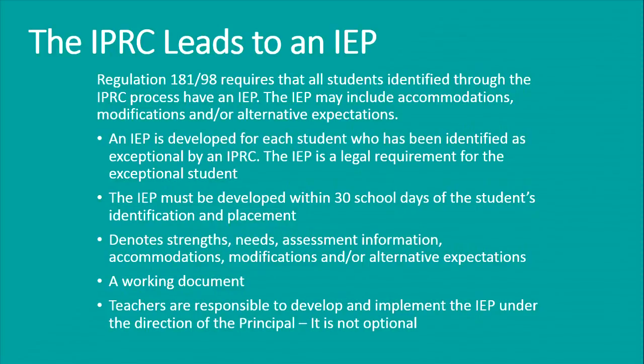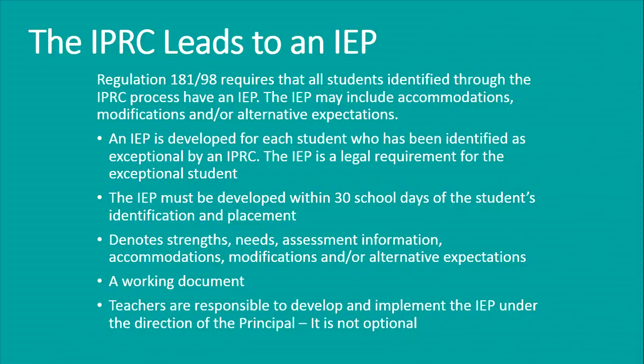Regulation 181/98 requires that all students that are identified through the IPRC process have an individual education plan, or IEP. This IEP may include accommodations, modifications, and/or alternative expectations. An IEP is developed for each student who has been identified as exceptional by an IPRC. The IEP is a legal requirement for the exceptional student.